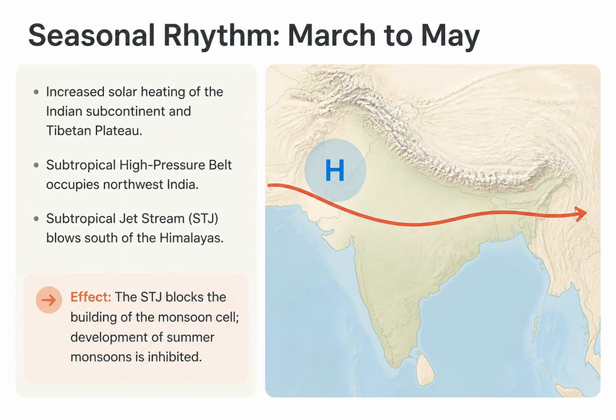Let's trace the seasonal rhythm starting in spring, from March to May. As summer approaches, solar heating increases over the subcontinent and Tibet. However, a subtropical high-pressure belt sits firmly over northwest India.